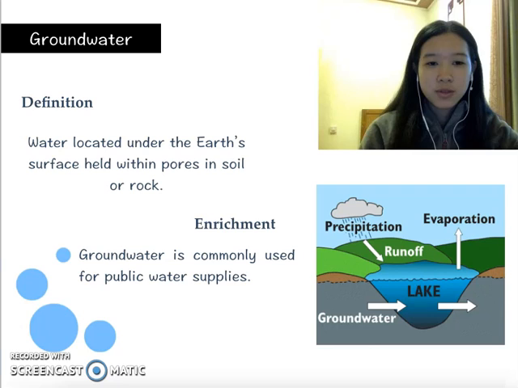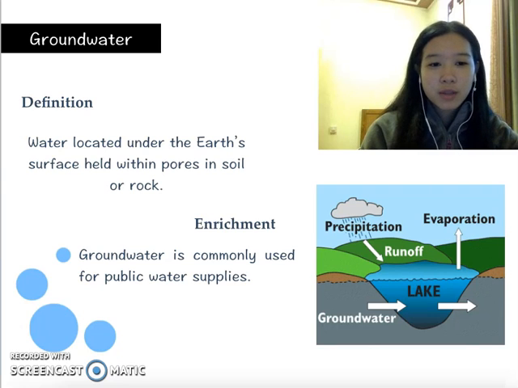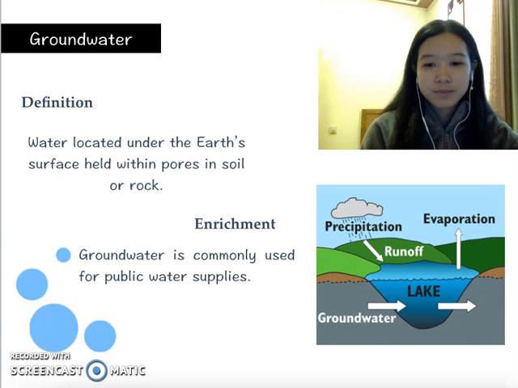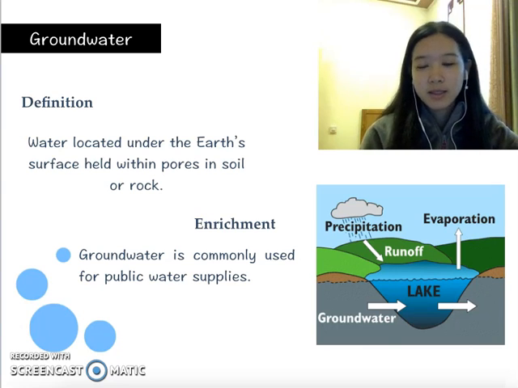Now let's move on to groundwater. Groundwater is water located under the Earth's surface, held within pores in soil or rock. Enrichment. Groundwater is commonly used for public water supplies. So this picture shows the groundwater here.